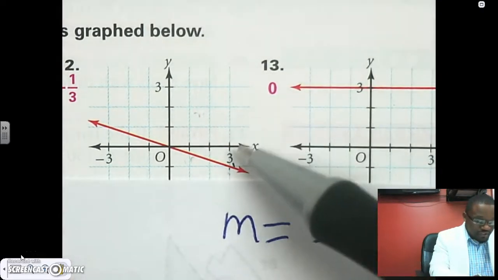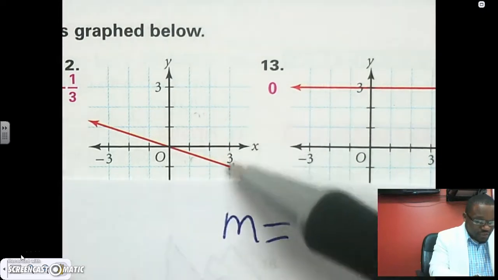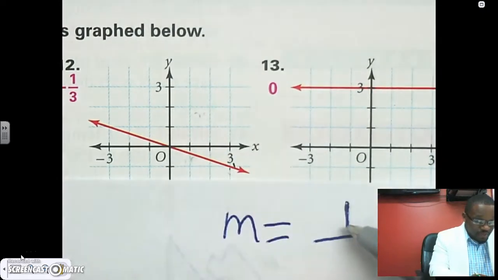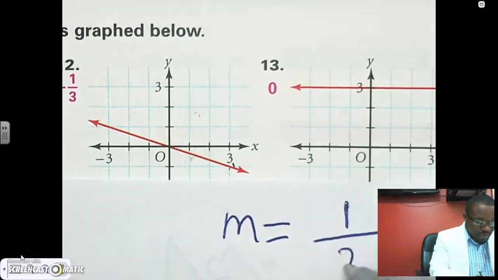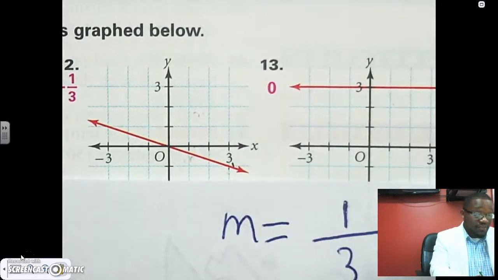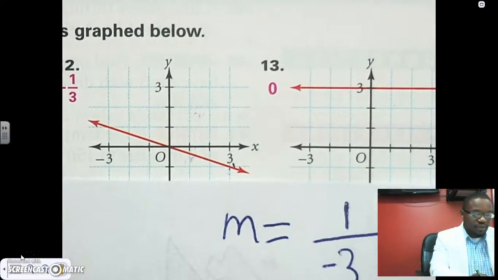You restart your count as you move to the left. So I went up 1, that went right here, and now I count to the left. 1, 2, 3, that goes on the bottom. However, I went in the negative direction, so that's a -3.